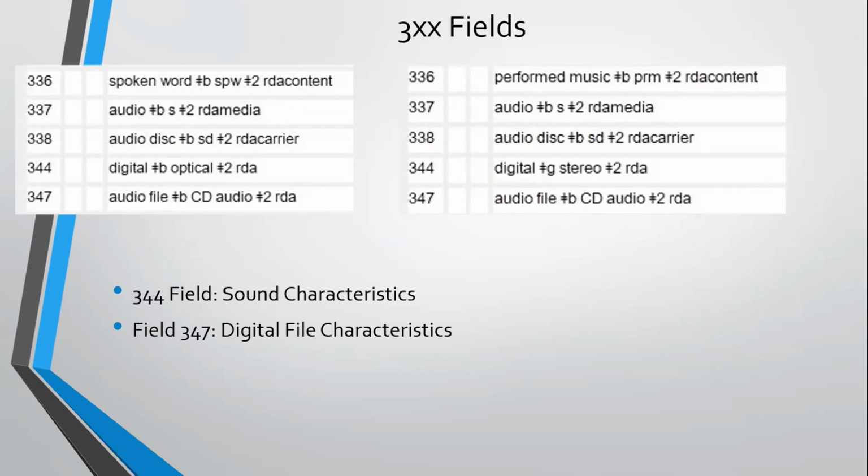Okay, so 336 is the RDA content. Spoken word is what you want for an audiobook. Performed music is what you want if you have a music recording. 337 for the media. You're going to use audio for audio recordings, and 338 generally audio disc is what you'll want.